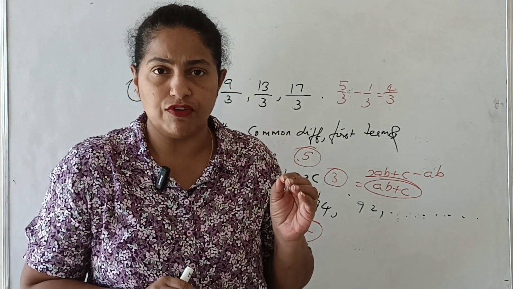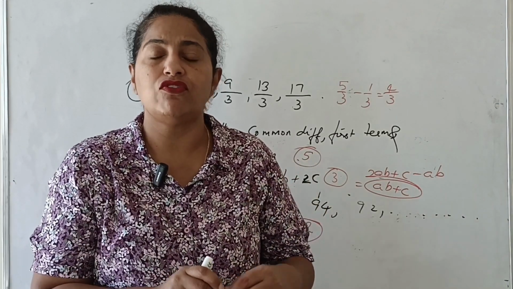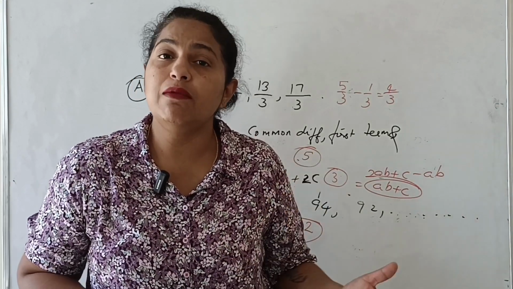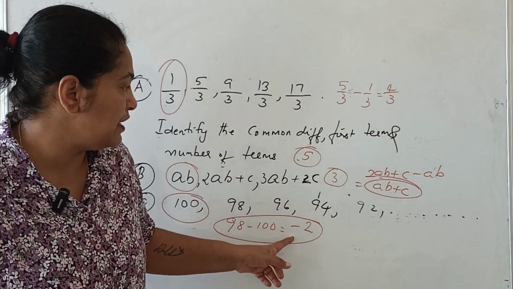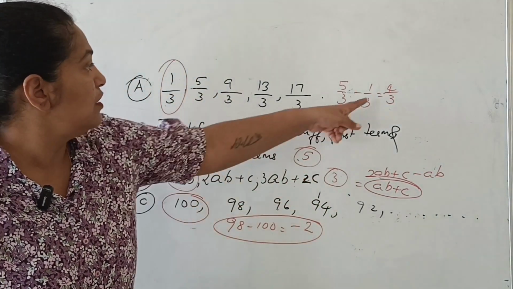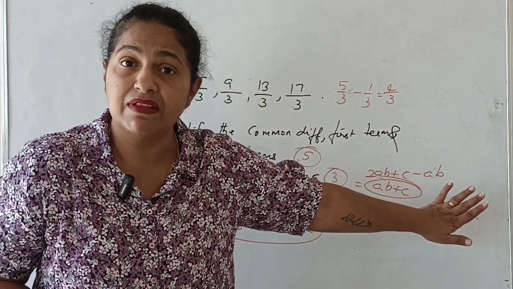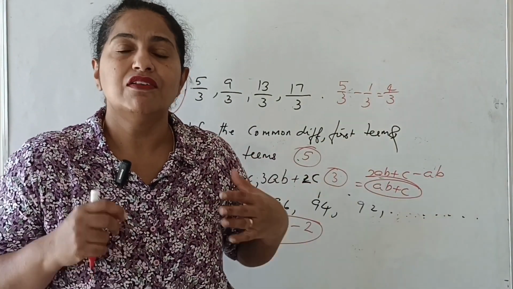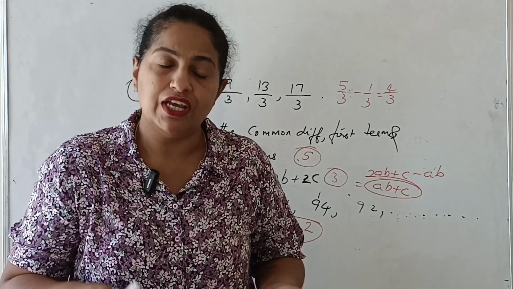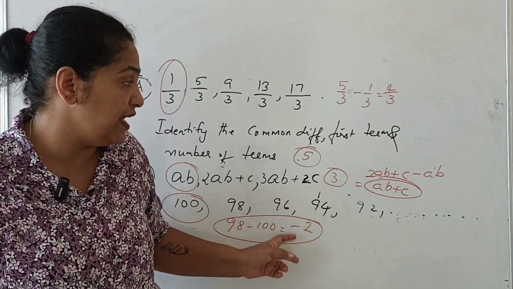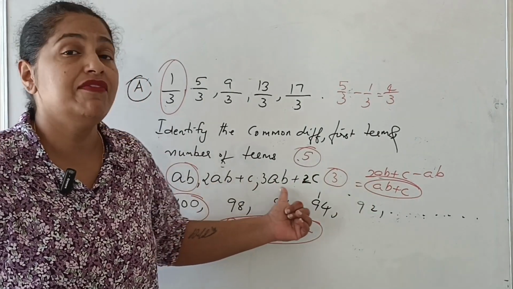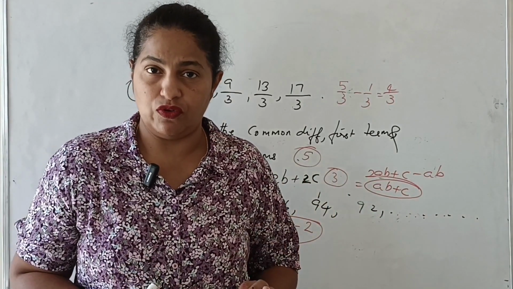So what do you understand from this? The common difference of an arithmetic progression can be positive or negative. Right? So here it is minus 2. Here it is 4 by 3. Here it is AB plus C, which is variable. So depending upon the progression, the value of the common difference can be either positive, negative, or if it is dealing only with variables, can be a variable term also.